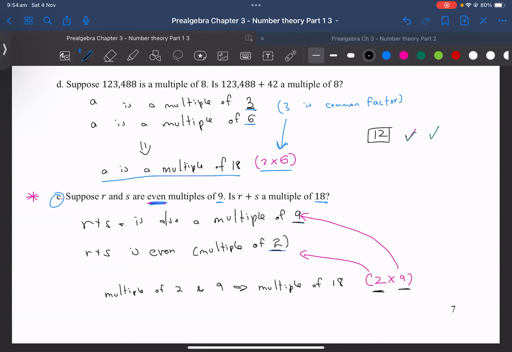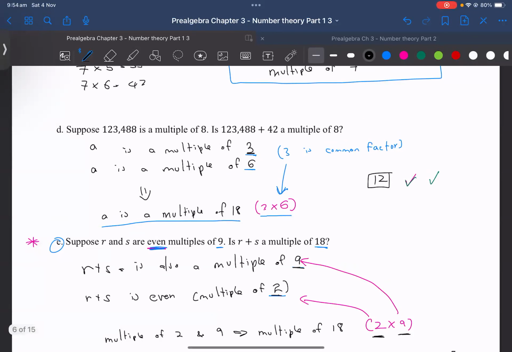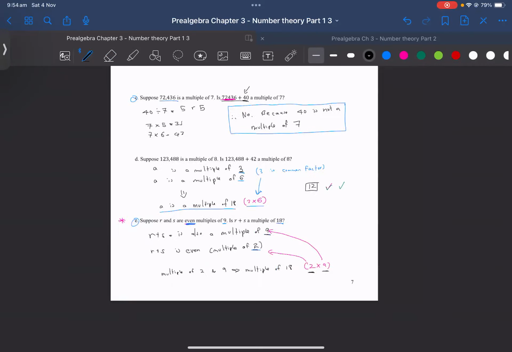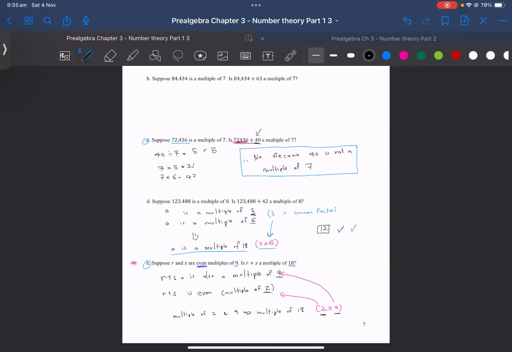Like 9 and 2 combined is 18. That works, but 3 and 6 combined is 18 doesn't work, because 3 and 6 have common factors. We'll see why later when we get to the section called prime factorization. But just gotta be careful with it, right? It's an important thing.